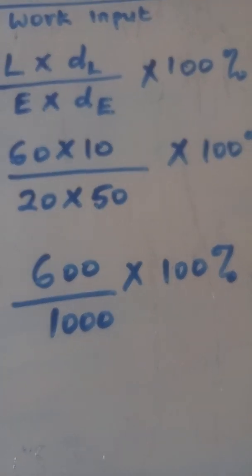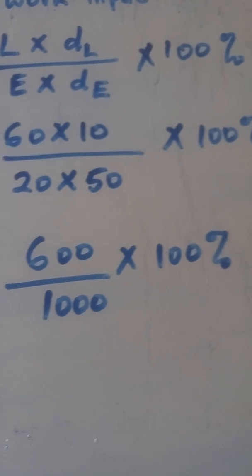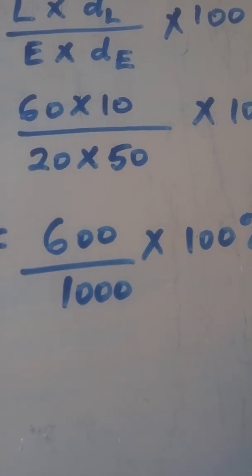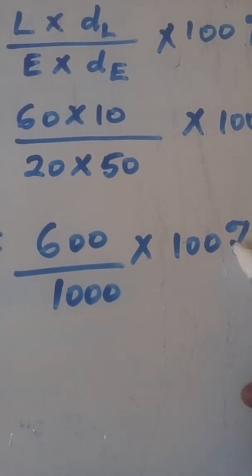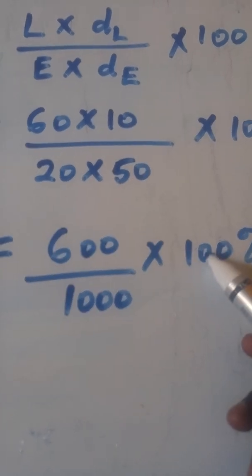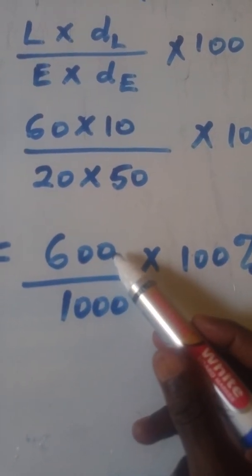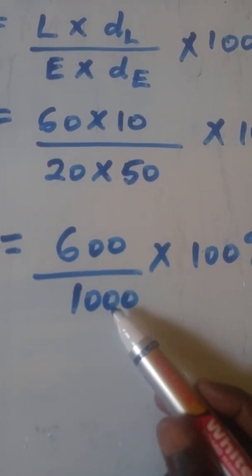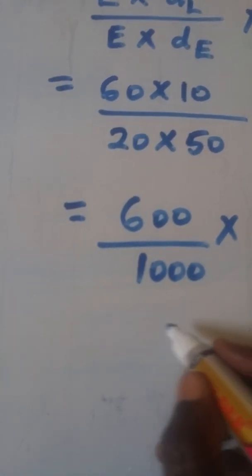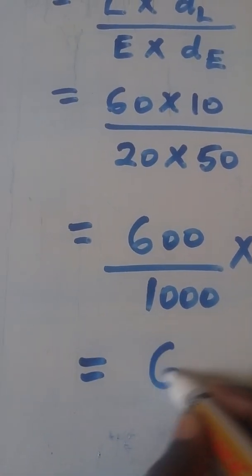Okay? Now the zeros can cancel. Shall we cancel the zeros, or we just multiply. This is 0, 1, 2, 3. You see? 1, 2, 3. So our answer will be 60. So our answer here will be 60.